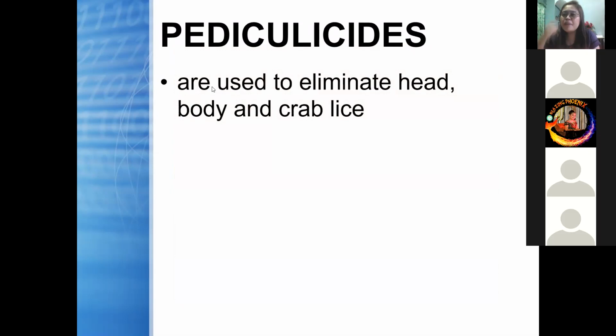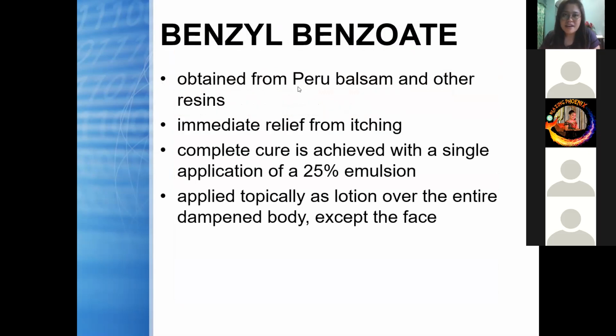And if the agent is called pediculicide, again, pediculicides refer to agents used para i-eliminate nato, patayon nato ang head lice, body lice, and crab lice. Kuto in short. So napuntay kuto sa body ha, natay body lice. That's what we call the crab lice. So what are our agents for these conditions?